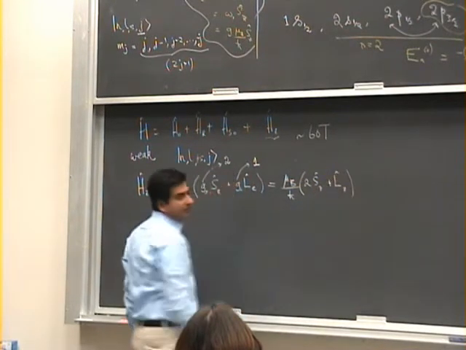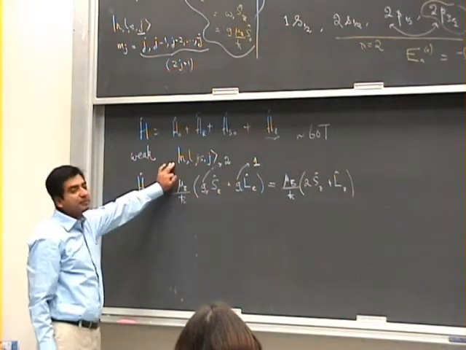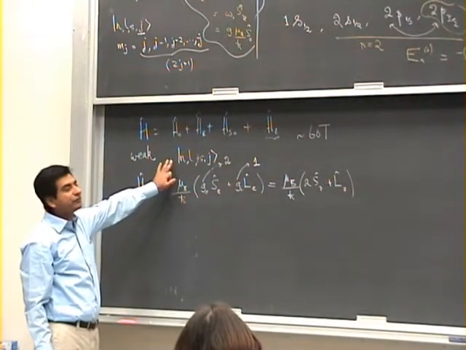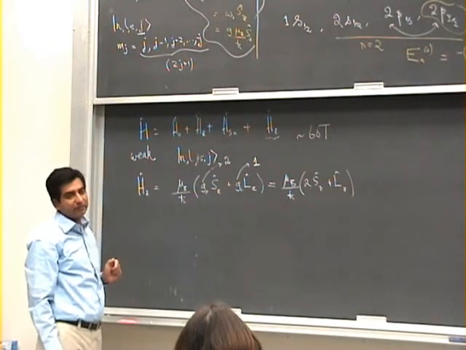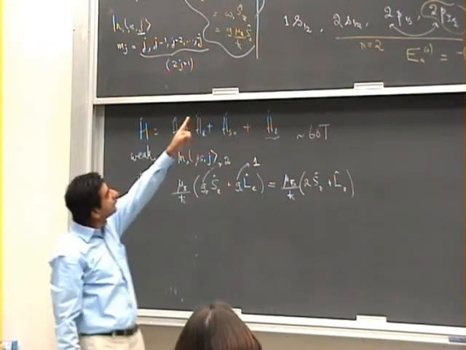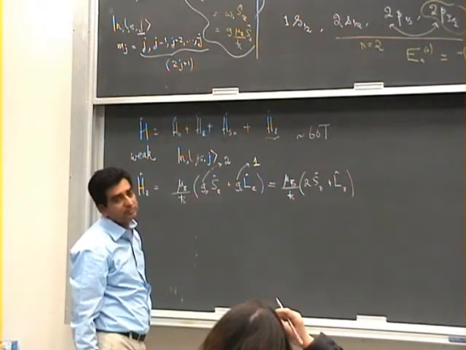Now this is our perturbative Hamiltonian and these are our unperturbed states. Now we would like to find out how the energies change because of the presence of this Hamiltonian. The unperturbed energies are over there, right at the top.